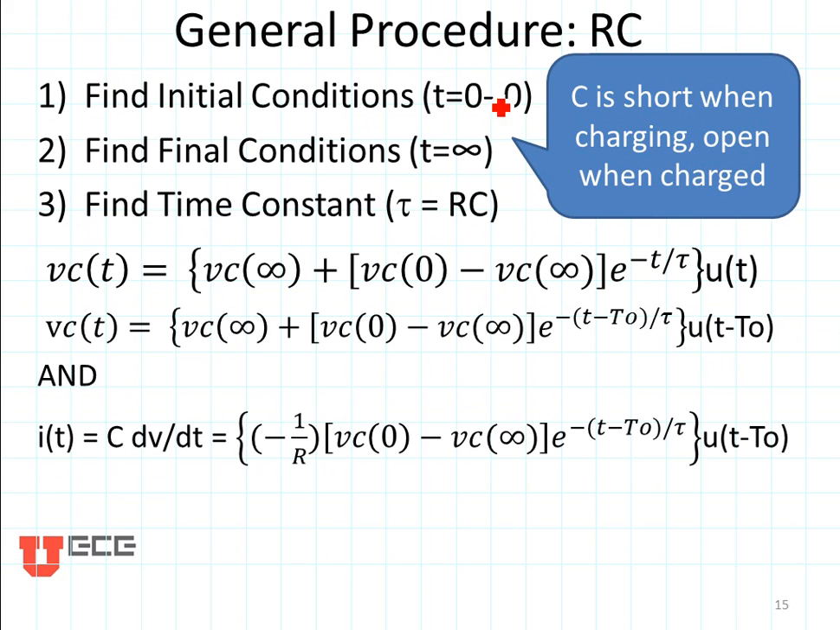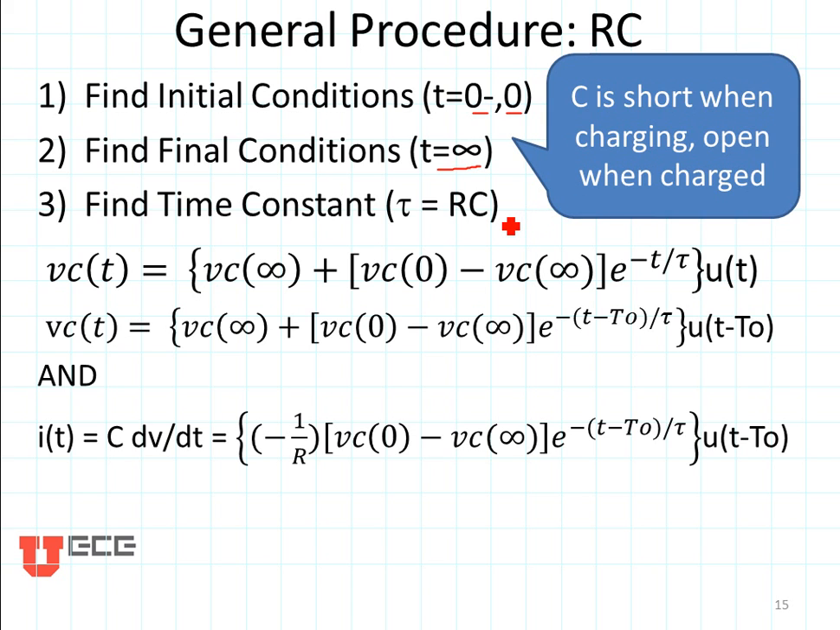So in general, the first thing that we do is we find the initial conditions. We start before the switch closes, and then we find the conditions after the switch closes. We then find the final conditions, and we remember that the capacitor is a short circuit when it's charging, and an open circuit when it's fully charged.